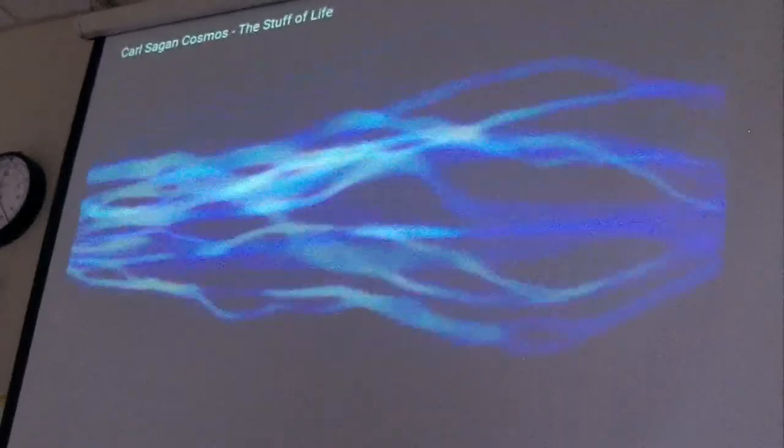Now, how did the molecules of life arise? That's Carl Sagan, my favorite. In a laboratory at Cornell University, we mix together the gases and waters of the primitive Earth, supply some energy, and see if we can make the stuff of life.